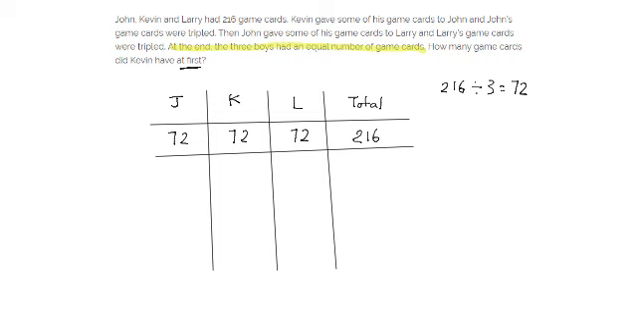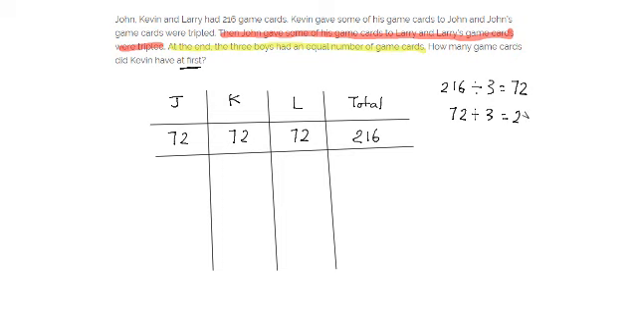Okay, from this we know each of them has 72. Next, I read this sentence. Then John gave some of his game cards to Larry, and Larry's game cards were tripled. So if John did not give any game cards to Larry, what will be the number of game cards Larry have? Right now Larry has 72. If John did not give him, we need to divide by 3. So 72 divided by 3 equals 24.